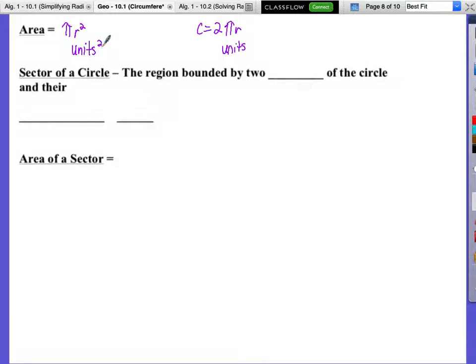Now, sector of a circle. If we didn't want the whole thing, we want a section of it. The section kind of looks like sector. So think about that: section, sector. A sector of the circle is the region bounded by two radii of the circle and their intercepted arc. And I'm sorry about the spacing on this line. I know it's kind of weird and janky.